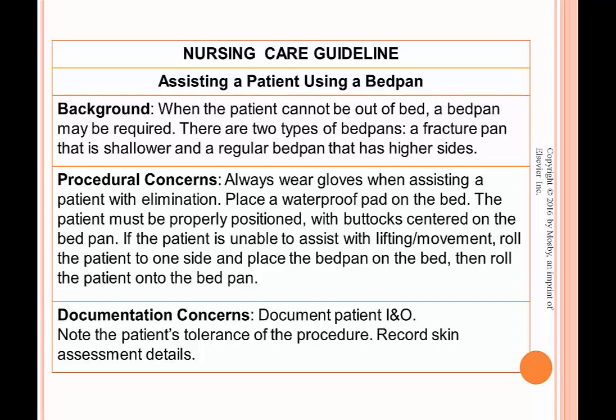The buttocks should be centered in the pan. If the patient is unable to assist with lifting or movement, we roll the patient, place the bedpan, and roll them back onto the bedpan. We want to be sure that we document this on the I&O, and we also want to be aware of the patient's tolerance to the procedure, and we want to do a skin assessment of that area because we'll have visualization of it at the time.